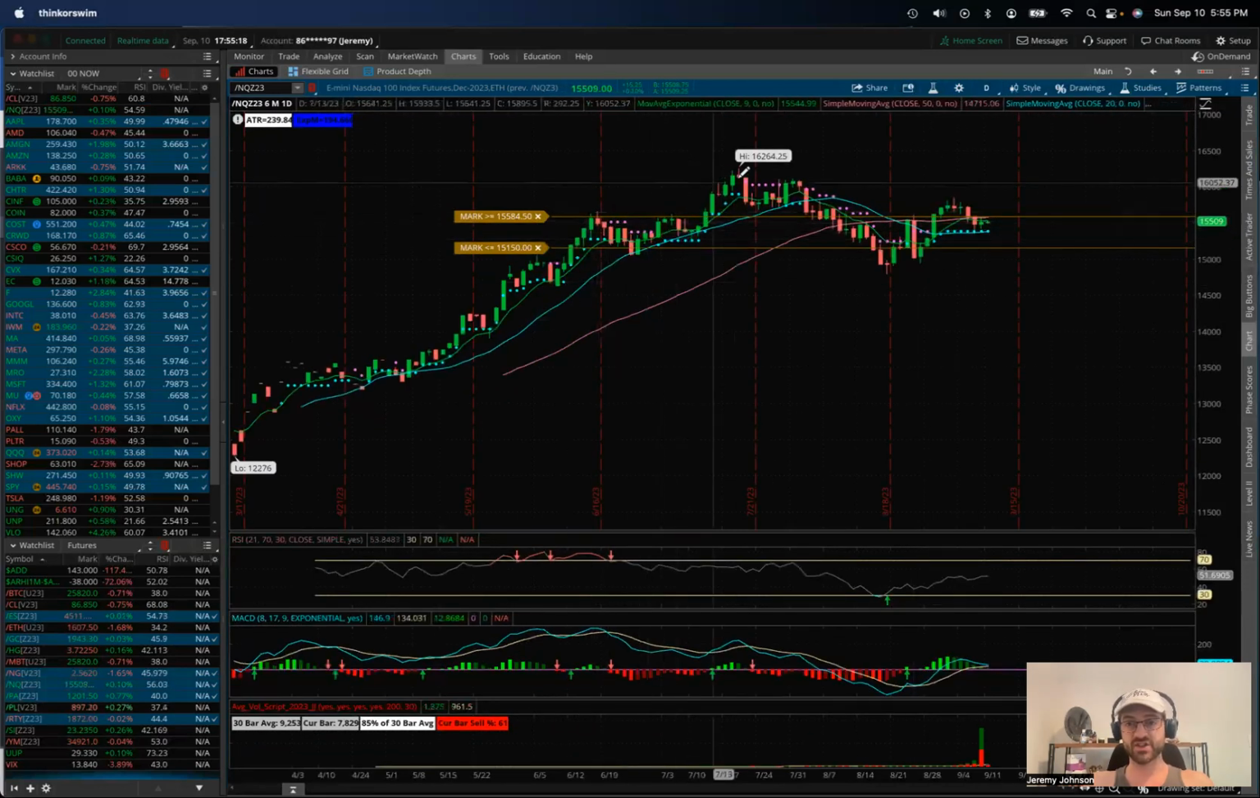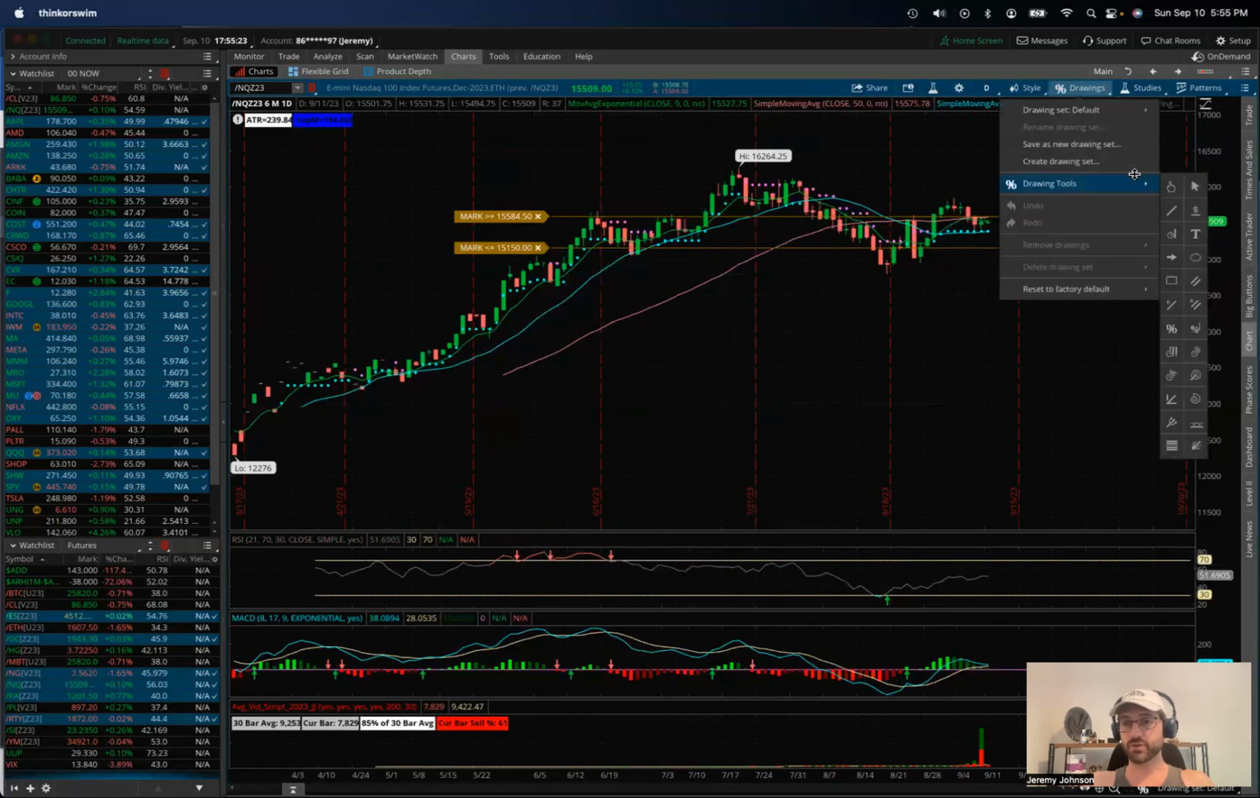We kind of have this head and shoulders pattern here where we have a left shoulder. Let me get a different drawing tool. Sorry about that.